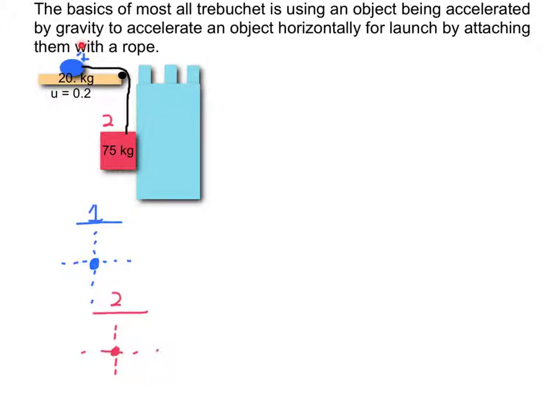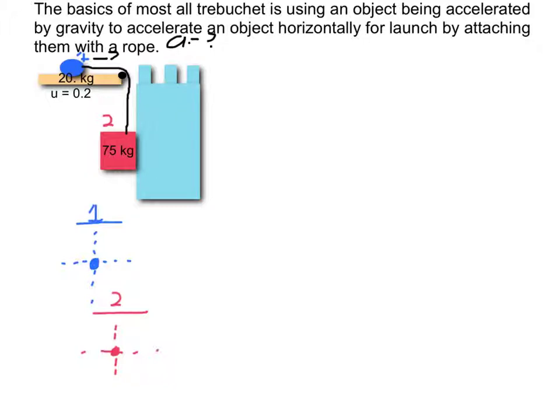I have two objects, object one with a mass of 20 kilograms and object two with a large mass that we're allowing to fall. And the question that I want us to answer here is, what is the acceleration of object one to the right? So how fast is it accelerating here, before it launches off at the people?